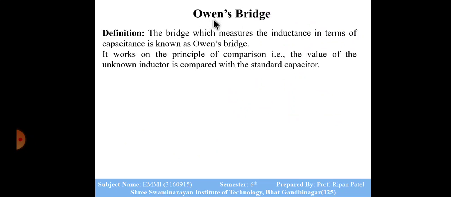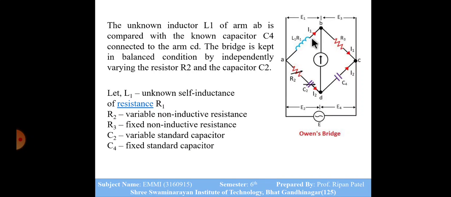Then another bridge, that is the Owen bridge. The bridge which measures the inductance in terms of capacitance is known as the Owen bridge. It works on the principle of comparison. The value of the unknown inductor is compared with the standard capacitor. Okay, so this is the circuit.